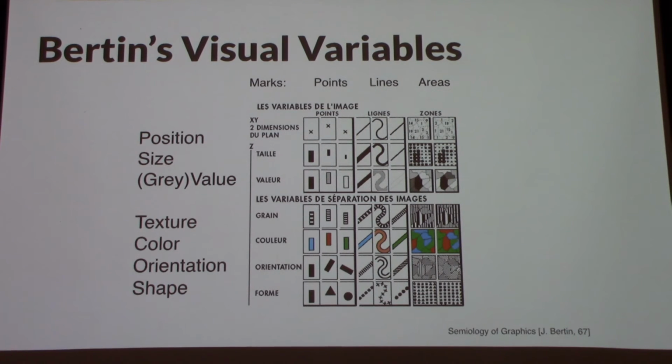And this is the figure that he actually used. So he had position, size, gray value, texture, color, orientation, and shape. And for the different marks, he had points, lines, and areas. And you can see that he varied this a lot, and you can also see that he thought in terms of cartography a bit, but not only. And so texture, for example, is something that we don't really use a lot in visualization because it's not easy to distinguish, but we can.